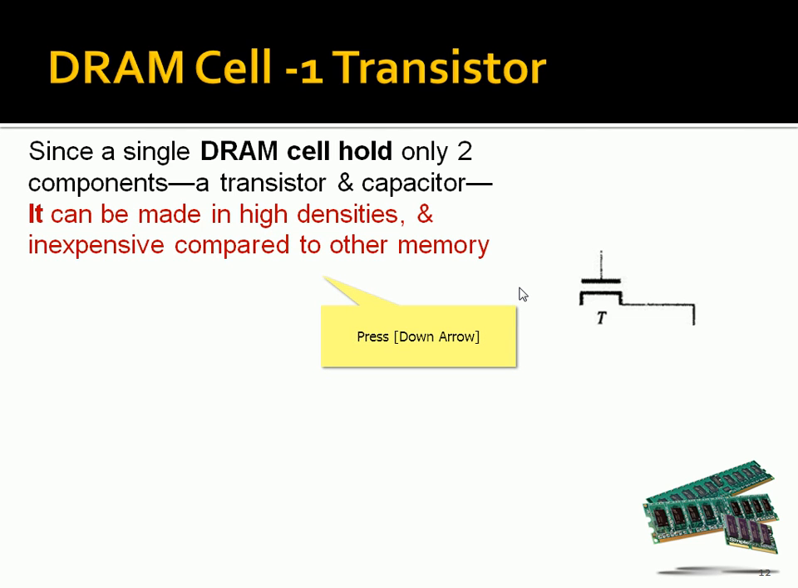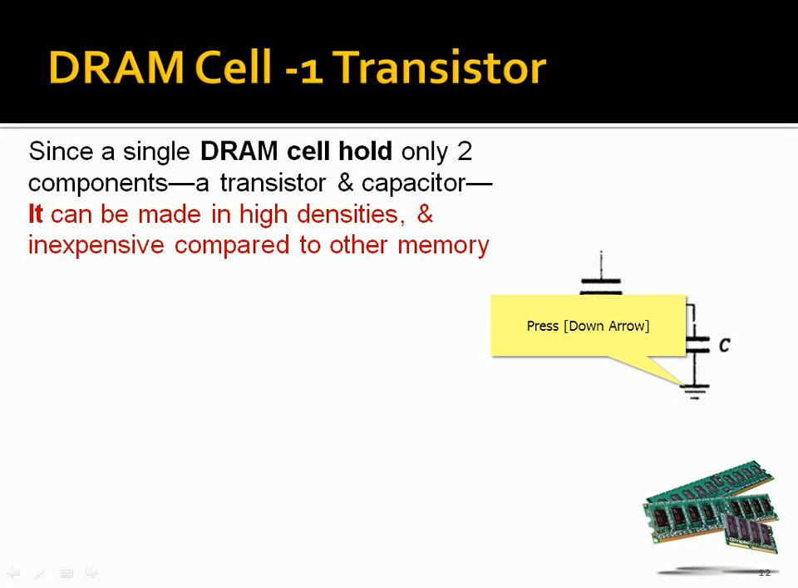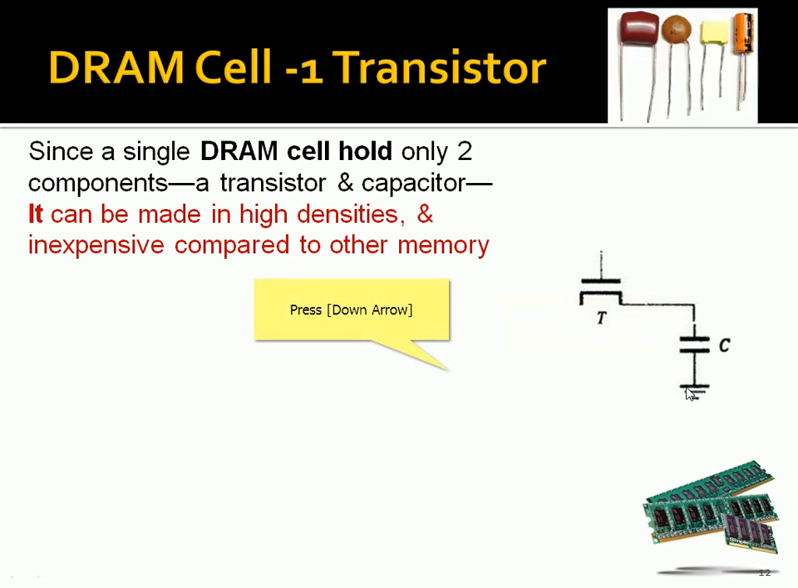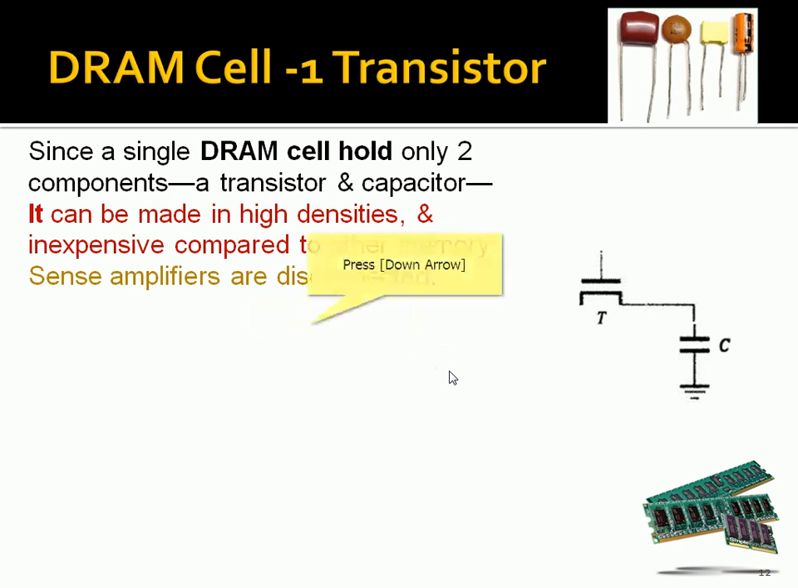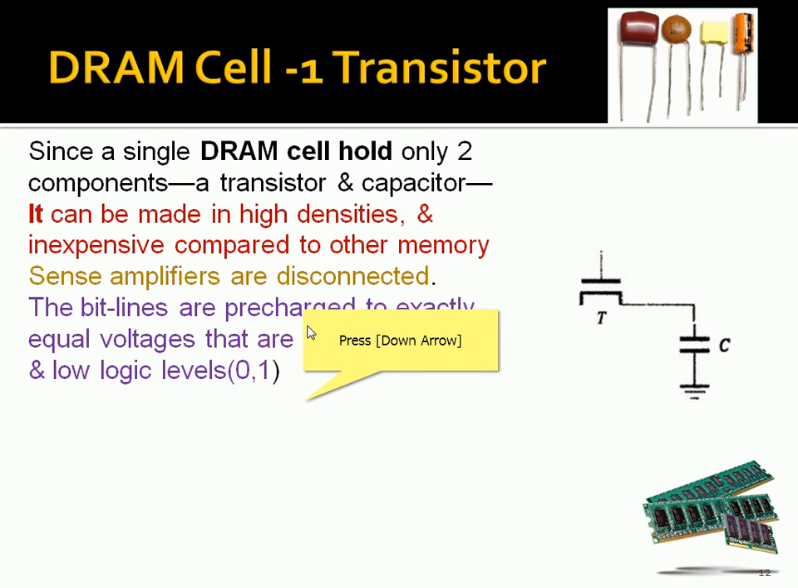It can be made in a high density and inexpensive compared to the other memory. It is less cost compared to the static random access memory. So the capacitor is connected to the ground. The typical capacitors we have seen in our motherboard or any electronic device. These are the different types of capacitors, normally used in most electronic circuits.